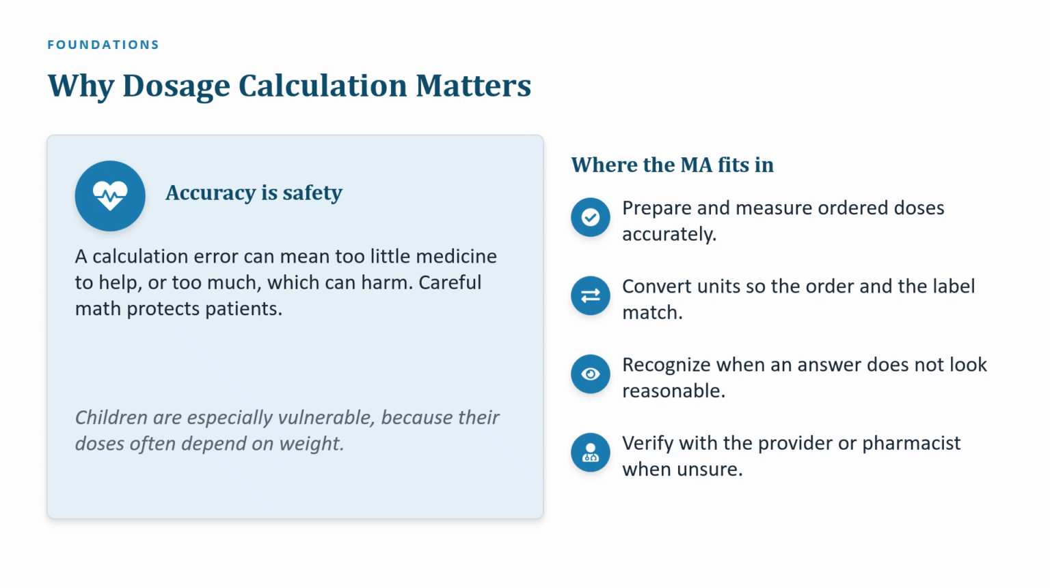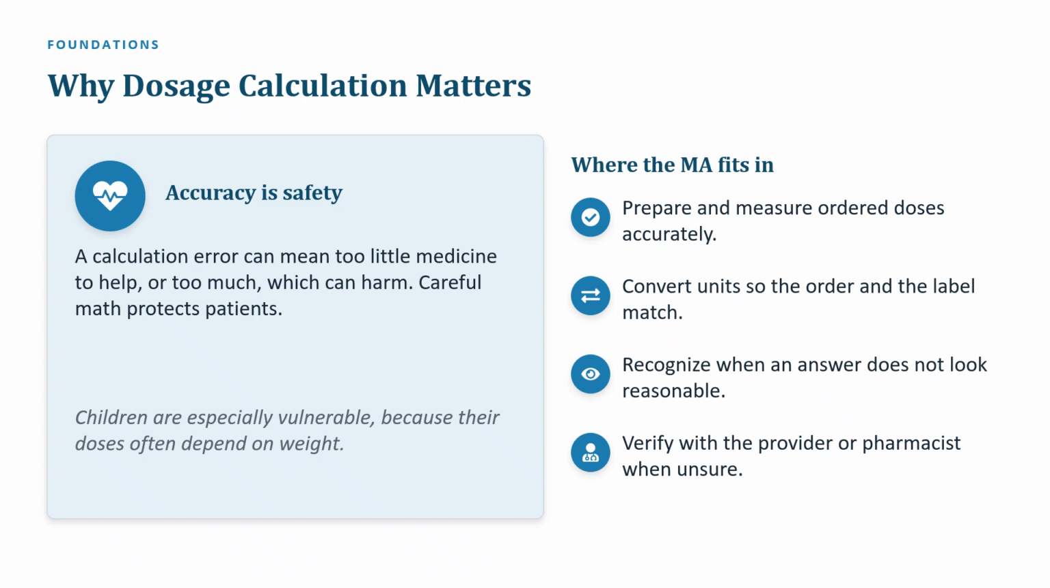Notice the note on the left about children. Pediatric patients are especially vulnerable to dosing errors, in large part because their doses are frequently based on body weight and therefore require an extra calculation, which is an extra chance for a mistake. That's exactly why we will practice weight-based dosing later.